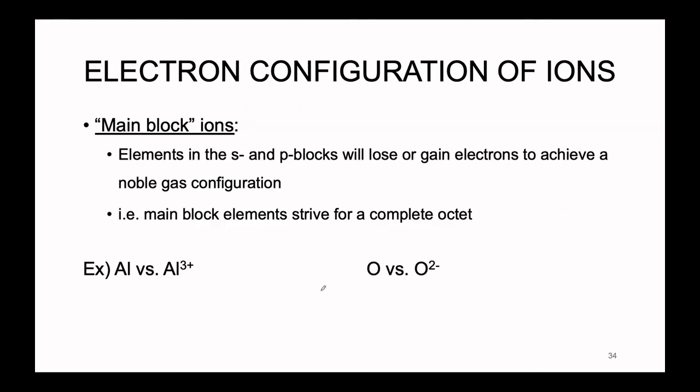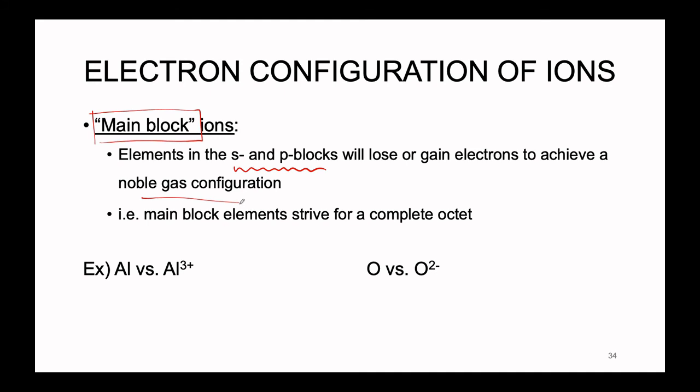All right, so there are 2 different sets of rules that we have to pay attention to. The first pertains to what we call main block ions. In order to determine the ionic charge of what is known as a main block ion, these are going to be elements in the S and P blocks. These elements are going to gain or lose electrons in order to achieve a noble gas configuration.